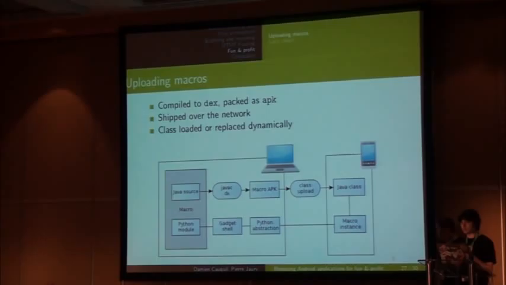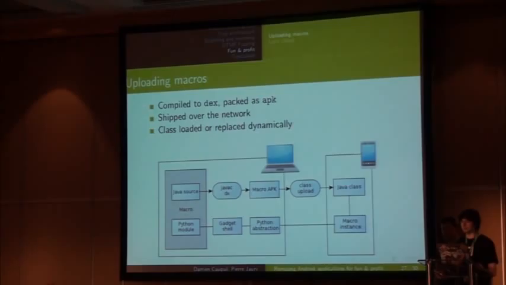So the application is running, and we inject classes. We inject bytecode inside the application dynamically over the network without having to restart anything. That's the macro layer we used on Fino. So it's very simple. You have the Java source. You compile it to an APK. You upload the APK to the phone. It's imported as a Java class. You can instantiate that Java class. You get a macro instance. And you have all the Fino Python abstractions to manipulate your new macro instance.